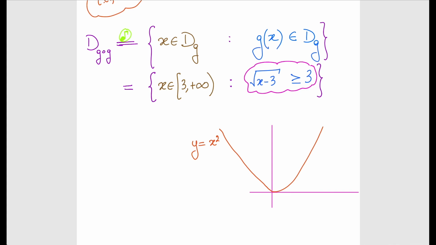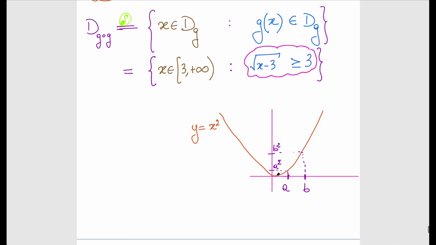So if you give me a number a and a number b, and they're both positive on this side of the x-axis, what's a squared in terms of b? This would be a squared, right? And this would be b squared. Do you agree with this? So if a is smaller than b, then a squared is going to be smaller than b squared, correct? Keep in mind that a and b both should be on the right side of 0.